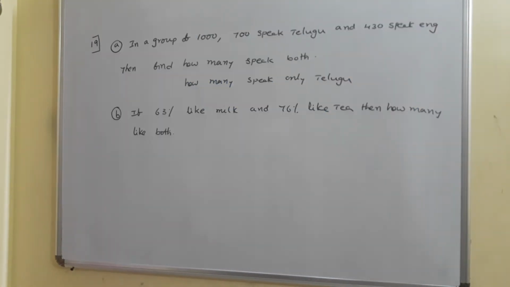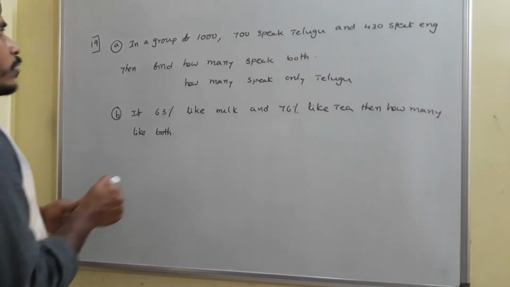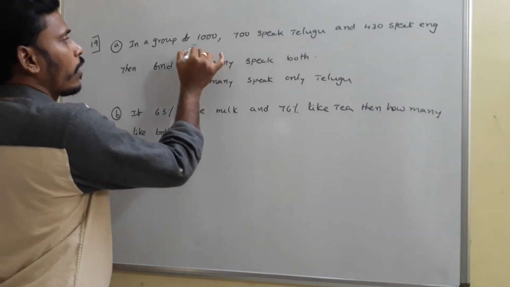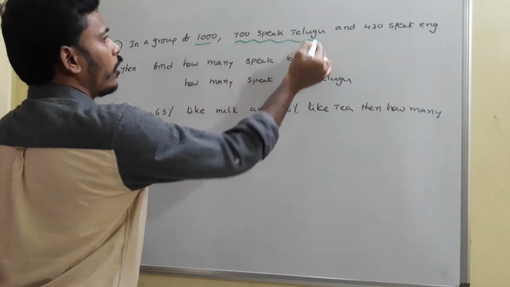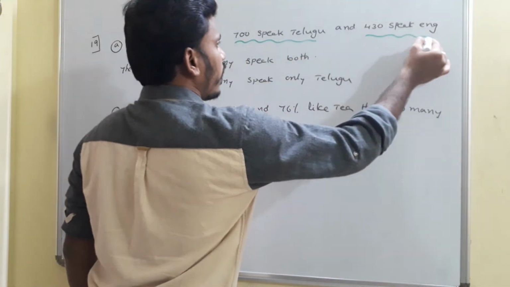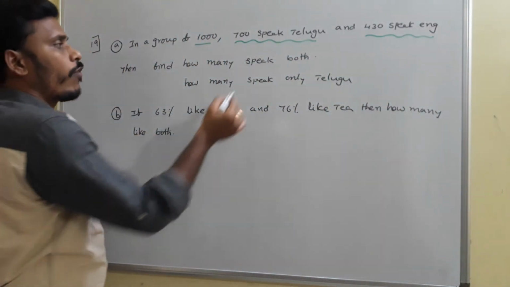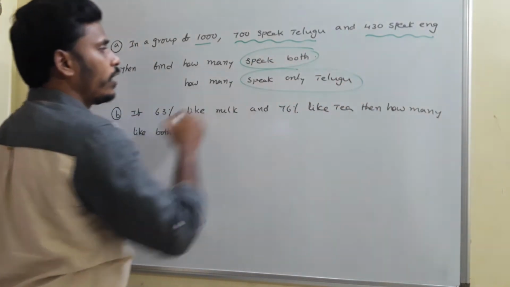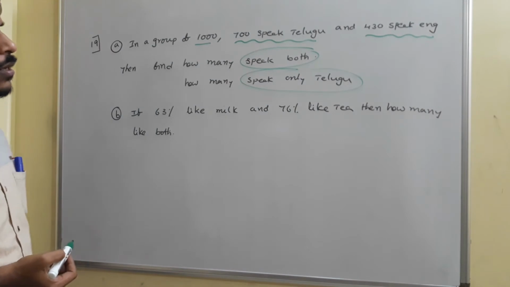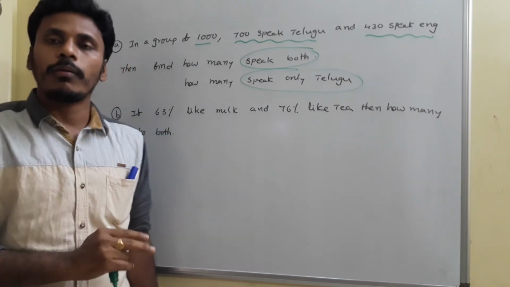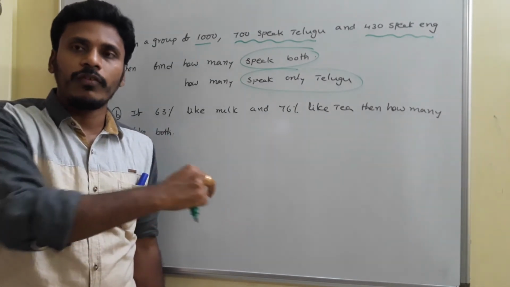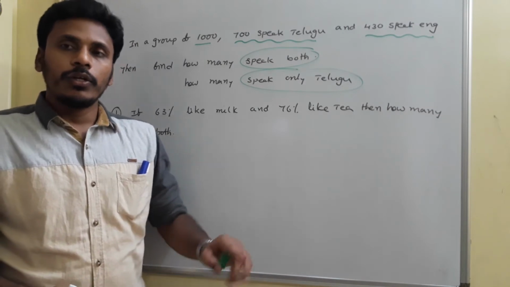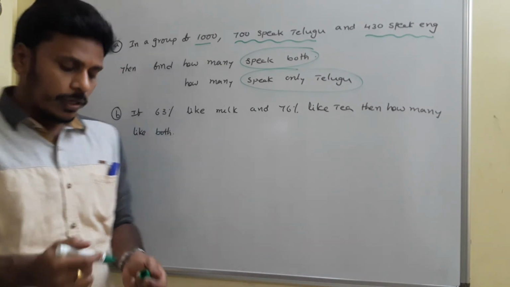Simple problems. 19a. The problem is saying that in a group of 1000, so there are 1000 people in the group, 700 speak Telugu and 430 speak English. Then we need to find how many speak both as well as how many speak only Telugu. That's the problem. There are two ways to solve it: one is from the Venn diagrams and the other is using A union B. It's our choice actually.